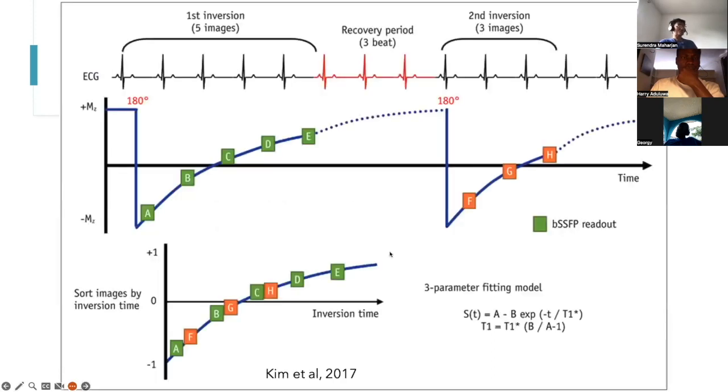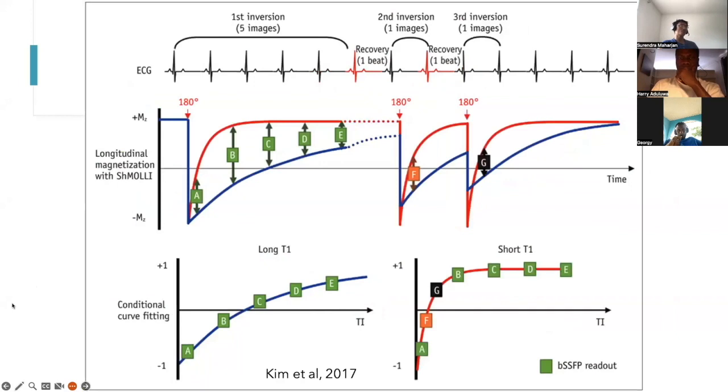Yeah. So this is a basic graph for MOLLI. As you can see, for the first inversion recovery, they are taking like 5 images, and they wait for 3 beats for recovery, and they use another inversion pulse, and they acquire 3. So they sort out images, then they fit into the model, and they calculate the quantitative values.